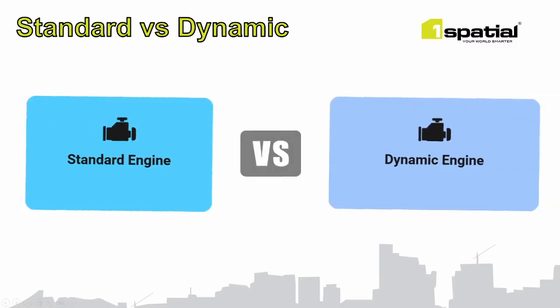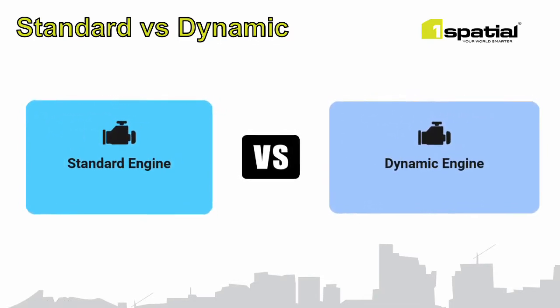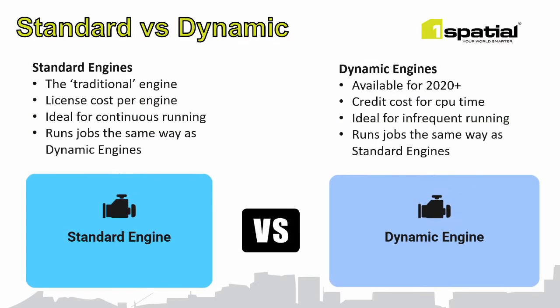So, the showdown, the title fight, the championship. How do standard and dynamic engines compare against each other? Standard engines are the traditional approach and have a license per engine pricing model. Given that you are paying a set amount per engine, regardless of runtime, it stands to reason that these are still very good for high traffic and high availability requirements.